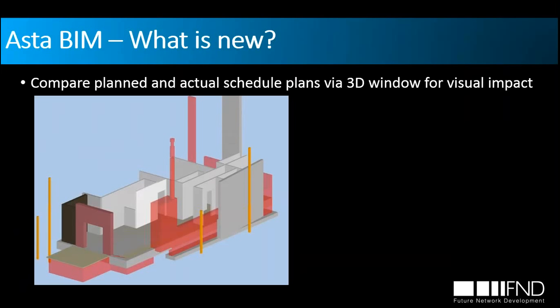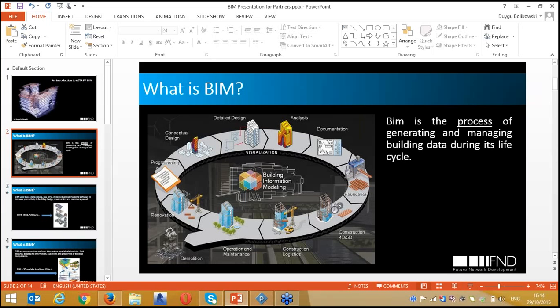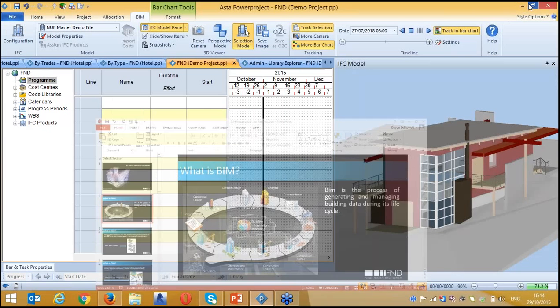And the other thing that we can do, after entering the progress to our schedule, is compare the actual and the planned plans in the 3D window. And here you see, for example, the red color of the components are behind the schedule. So this is a very good way of getting information using the 3D window. So that is our presentation.